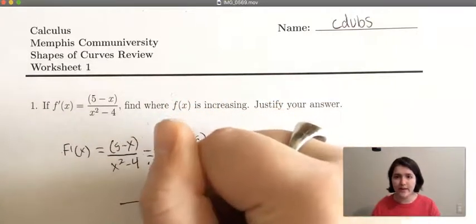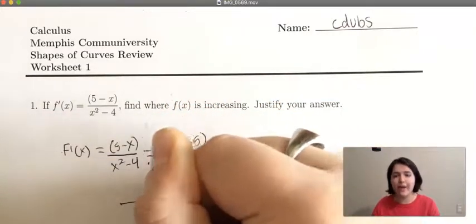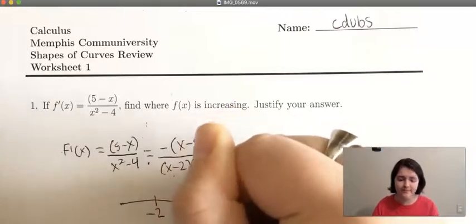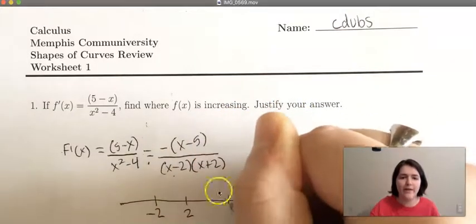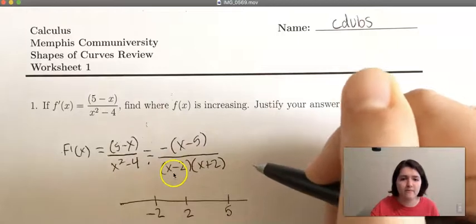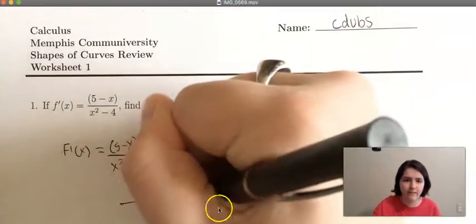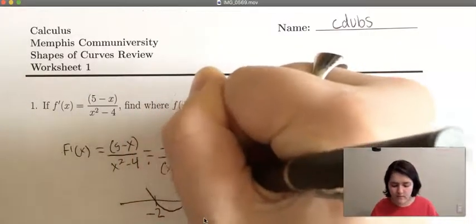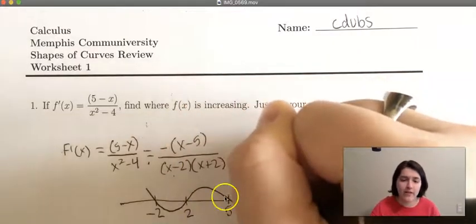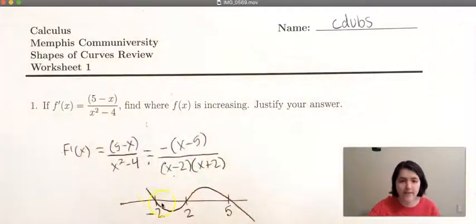And there are videos on that if you need help with knowing how to draw sign charts. So we have the -2 from here, the +2 from here, the 5 from here. So we've drawn our sign chart. This is a negative odd sign chart.